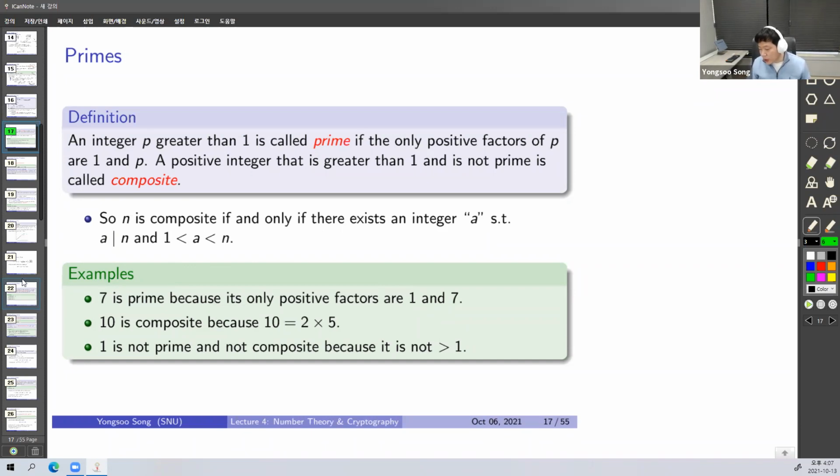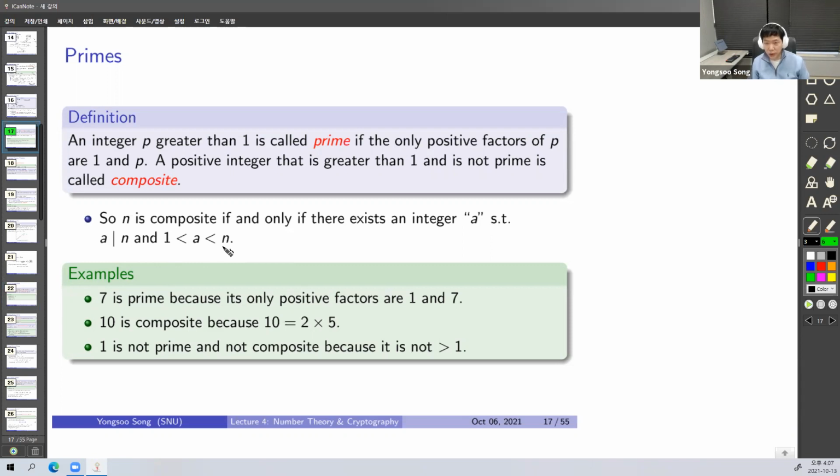So an integer p greater than 1 is called a prime if the only positive factors of p are 1 and p. So there are exactly 2 divisors of p, which are 1 and p. Otherwise, an integer n is called a composite number if and only if there exists an integer a such that a divides n and a is between 1 and n.